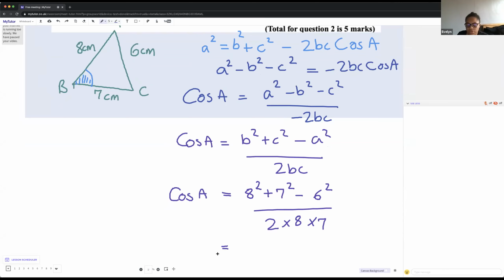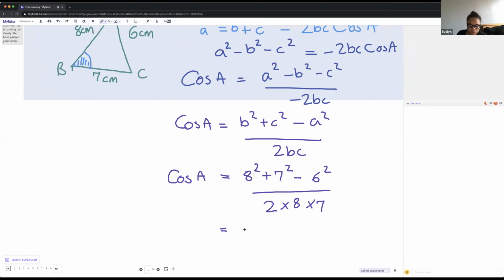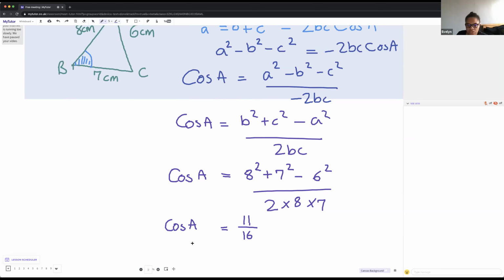So I'm going to quickly do that. One thing which I would like to say as well: when you're working out questions, never round until you finish the question. So I'm going to leave it as a fraction, because that's how my calculator is giving it to me, as a fraction in its exact value.